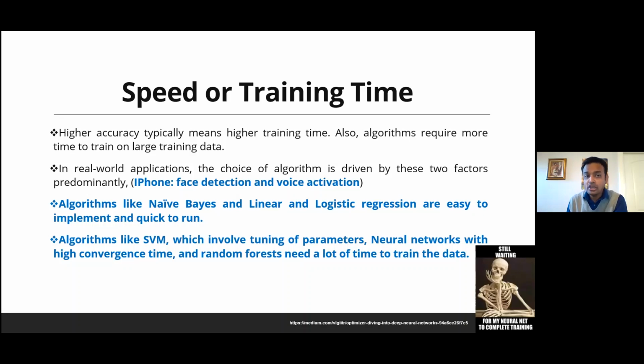So always make sure about the speed and computational power you have, so you can choose your problem accordingly. At the end of the day, if you choose to do a computer vision problem but you don't have enough computational power, all your effort will be a waste, right? Algorithms like Naive Bayes, linear and logistic regression are easy to implement and quick to run, because they don't need much computational power. But algorithms like support vector machine and neural network have a lot of parameters to tune.